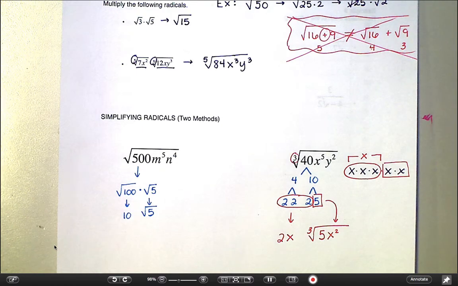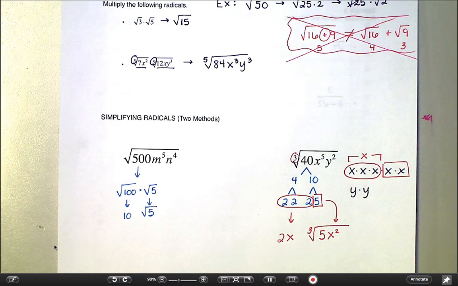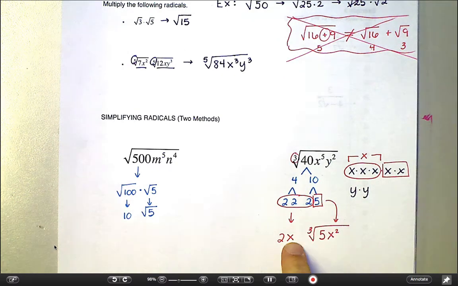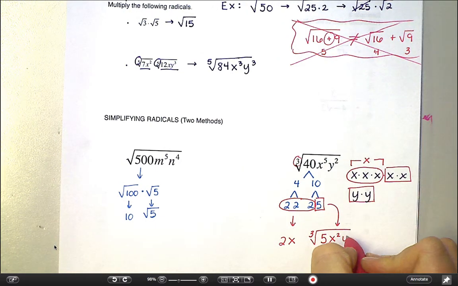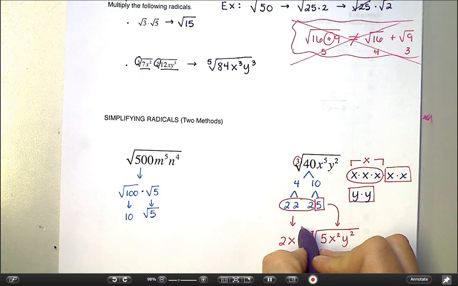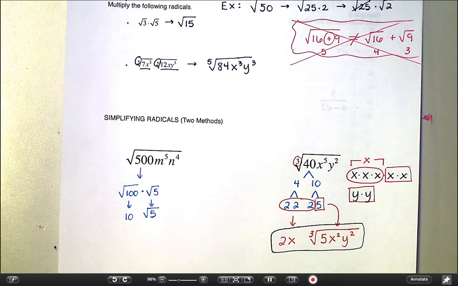So when I go to do the y, that's really like y times y. I can't make a group of 3 out of that, right? So because I don't have a group of 3, I can't put any more on the outside here. Both of these are just going to have to go back on the inside. And so I'll have y squared here. And so then this whole thing right here would be my final answer. 2x and then a cube root of 5x squared y squared.